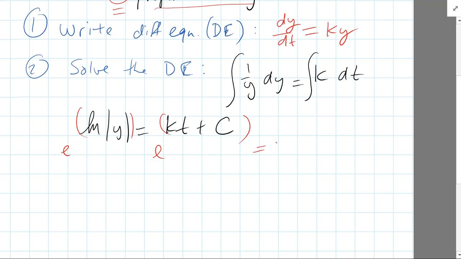This equals e to the kt times e to the c. And what is e to the c? It's just a constant. Can I call it c? You can call it b, you can call it a. I like c. So if I undo the natural log here, I have y equals c e to the kt, which you should know from chemistry or physics. Or I lost the pen.